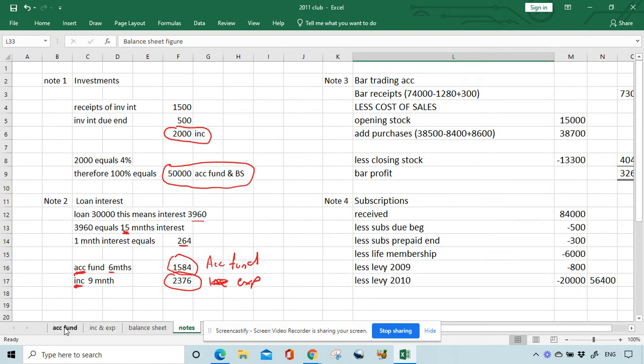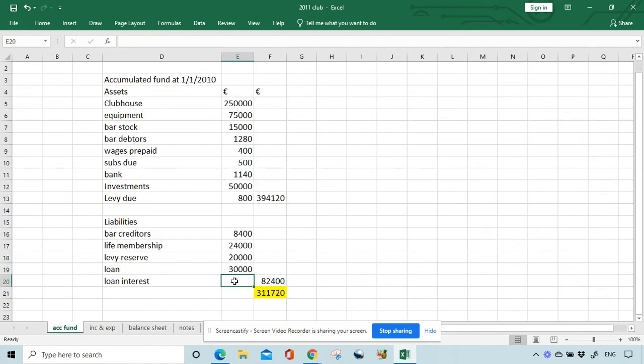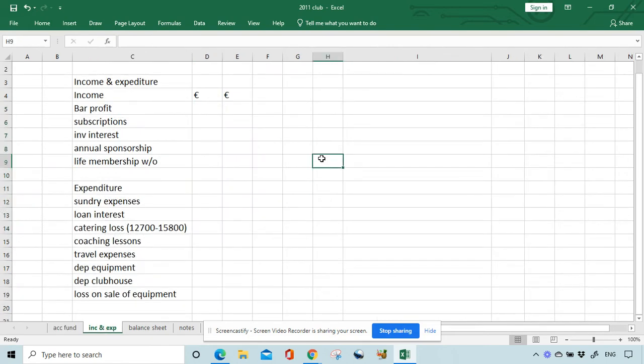So let's go back to the accumulated fund, 1,584. There is the answer to our accumulated fund, 310,136. We add up our assets, we take away our liabilities, and that gives us the answer. That is worth 30 marks out of the 100. Let's move on now to income and expenditure.